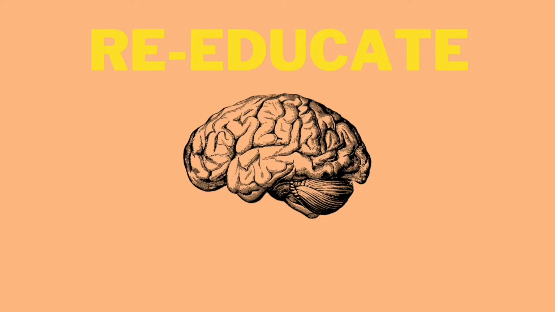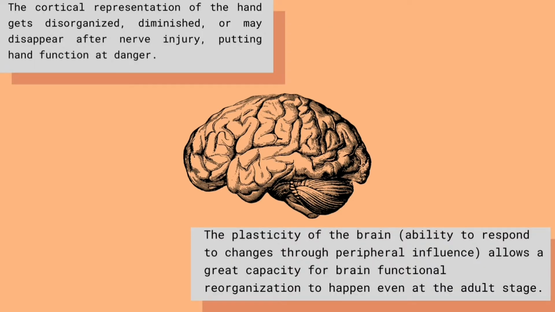With a nerve injury, the brain may need to re-educate. Why do we need to re-educate? Because the cortical representation of the hand gets disorganized, diminished, or may disappear after nerve injury, putting the hand function in danger. However, the plasticity of the brain, which is the ability to respond to changes through peripheral influence, allows a great capacity for brain functional reorganization to happen even at the adult stage.